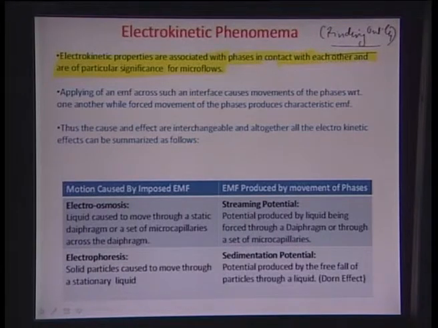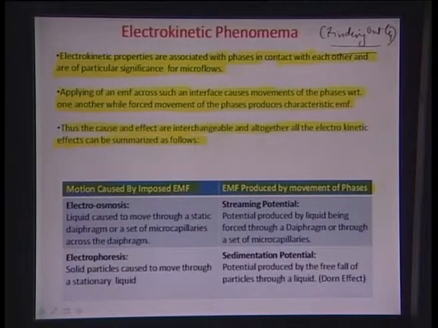Applying an EMF across such an interface causes movements of the phases with respect to one another, while forced movement of phases produces a characteristic EMF. Thus the cause and effect are interchangeable, and all electrokinetic effects can be summarized as either motions caused by imposed EMF or EMF produced by the movement of phases. In one kind of phenomenon, you impose an EMF or subject a potential and study the flow or the motion of the charges, or the charge separation of the double layer which happens.